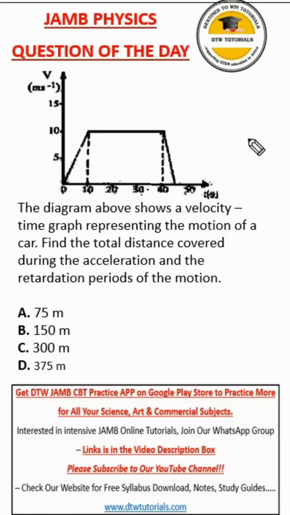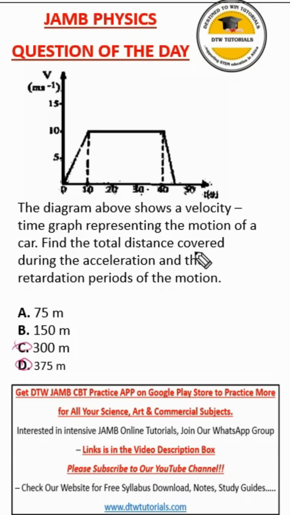Now, let's look at this JAMB physics question. It says, the diagram above shows the velocity time graph representing the motion of a car. Find the total distance covered during the acceleration and retardation periods of the motion. People will just quickly insinuate that it is a total distance, and then you apply the formula for a trapezium, and finally you get either D, or sometimes you get C.